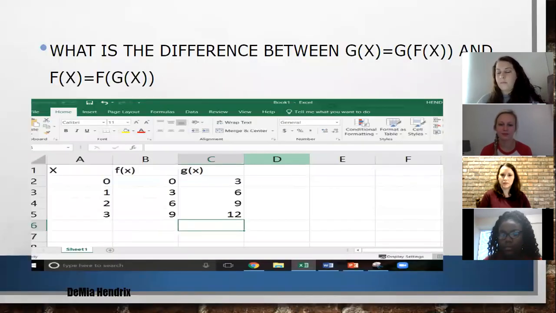What is the difference between g of x equals g of f of x and f of x equals f of g of x? The difference is you just reverse it. So when you're calculating for f of x, it's just the reverse of what you did for g of x.